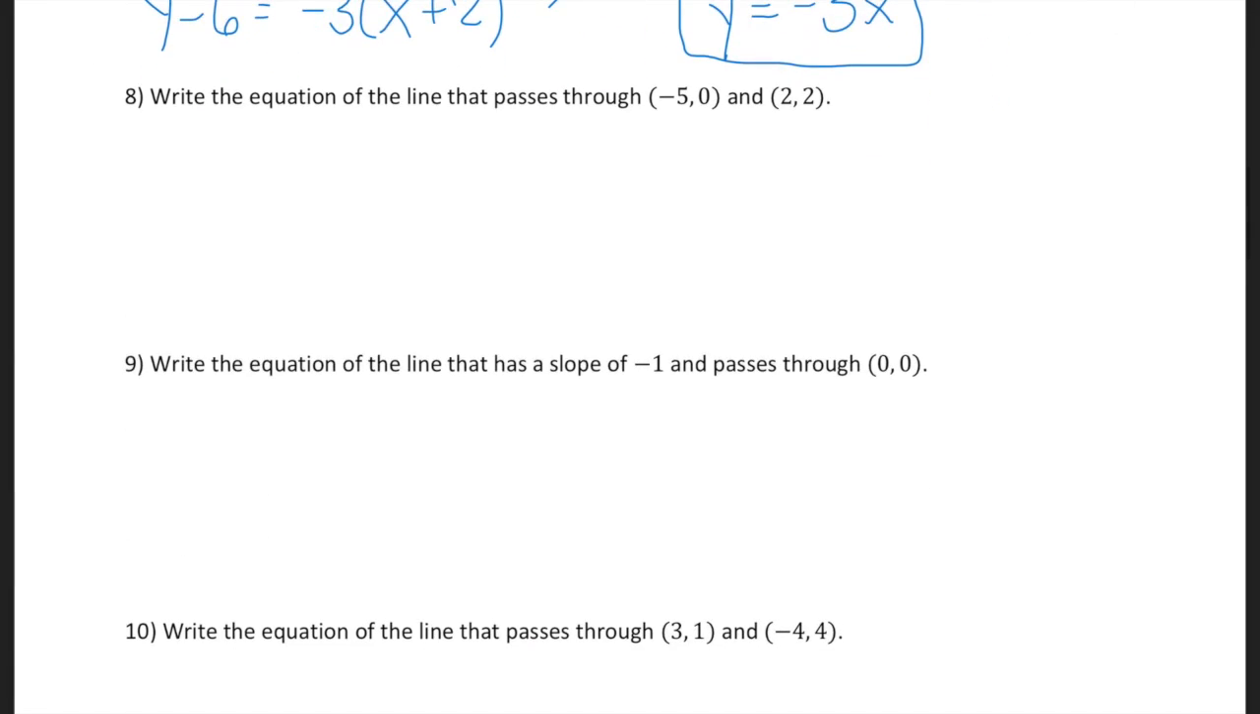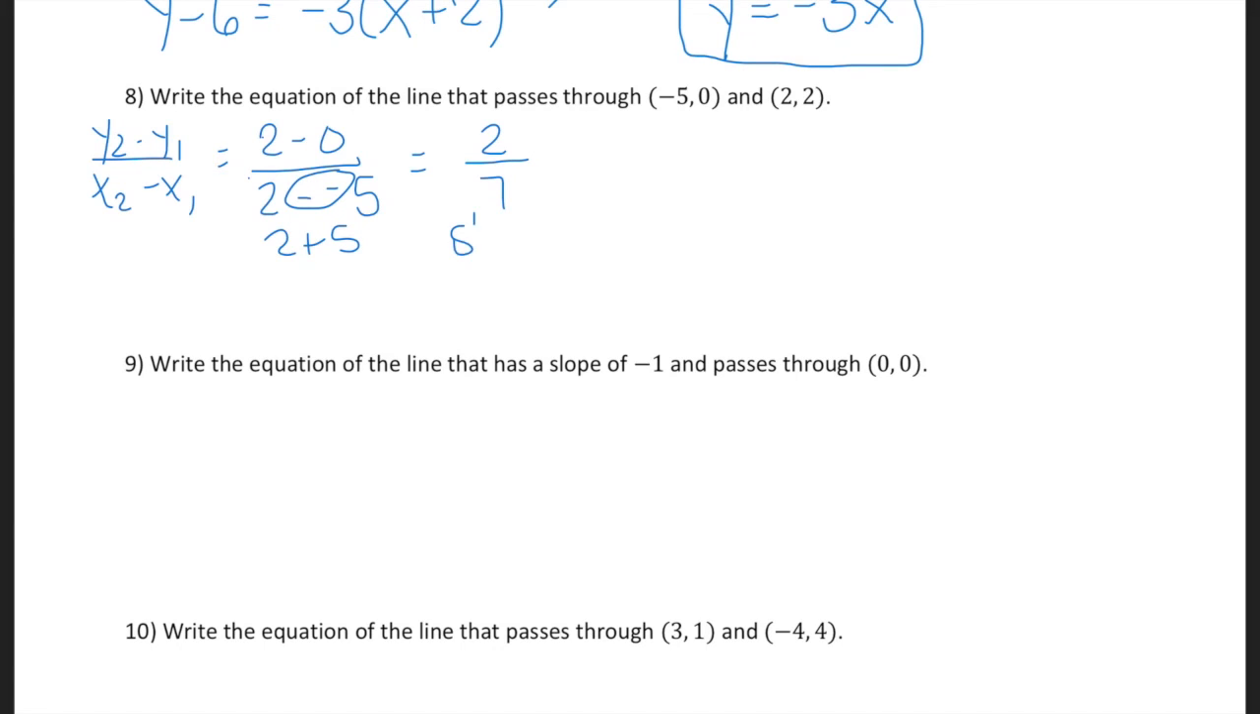Number 8. For number 8, I have 2 points. So I'm going to use the slope formula first. y2 minus y1 over x2 minus x1. y2 is 2. y1 is 0. x2 is 2. x1 is -5. So be careful again here. 2 minus 0 is 2. 2 plus 5 is 7. So there's our slope.